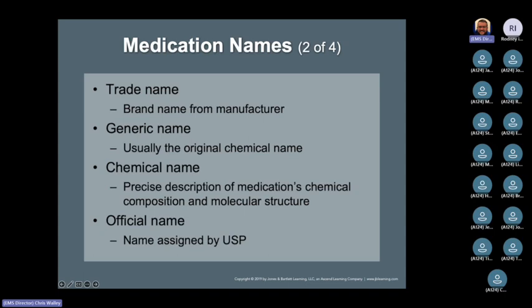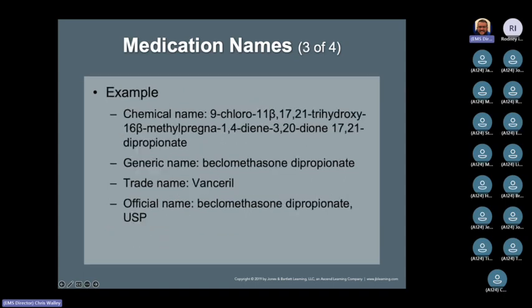So chemical name. This is a very precise description of the medication's chemical composition and its molecular structure. The official name is the name that is assigned to a medication by the USP, and usually it is the generic name followed by the USP. You'll see when we get a little bit further, we'll start breaking that out. All right, so here comes the fun part.